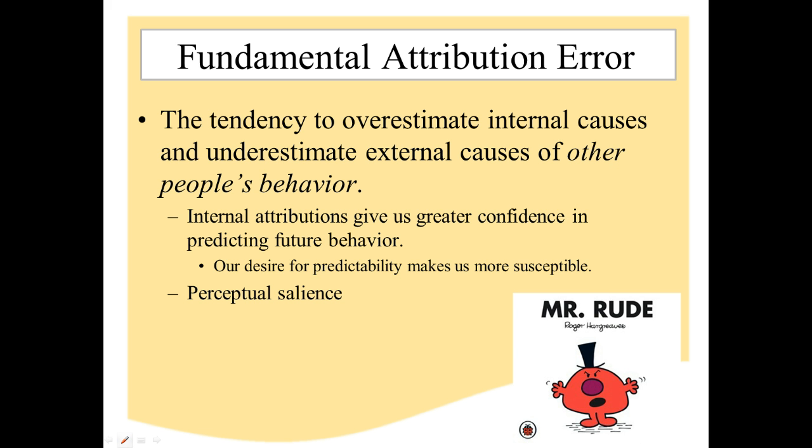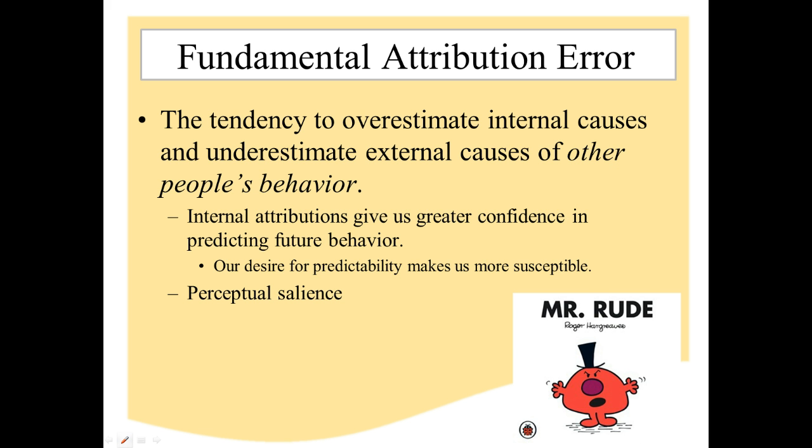Why? Again, when we make these internal attributions, it tends to give us greater confidence in predicting future behaviour. But it is this desire for predictability that makes us much more susceptible to this error. The second reason why we tend to make this error is that we can focus on the things that are most obvious to us. This is called perceptual salience. When we are talking on the phone to this rude person, we're only really aware of their rude behaviour.